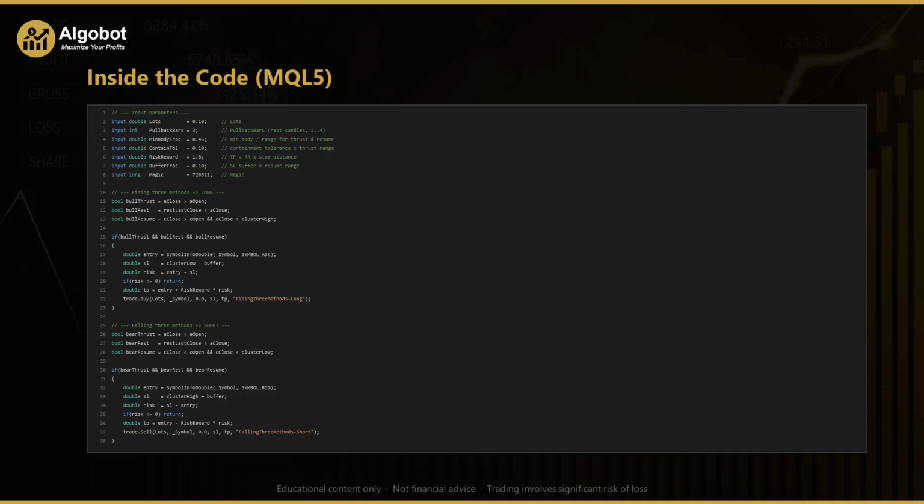Let's read through the actual MetaQuotes code on screen. At the top are the input parameters. Lot sets the trade size. Pullback bars controls how many rest candles the strategy expects, from 2 to 4.